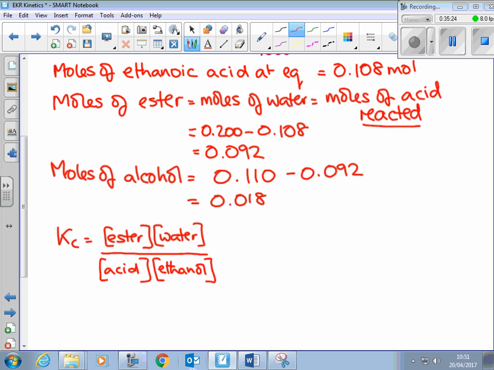All right, so we've now got to work out our concentrations here. The ester and the water are these ones. You could just put 0.092 squared, but to put each bit in explains it.